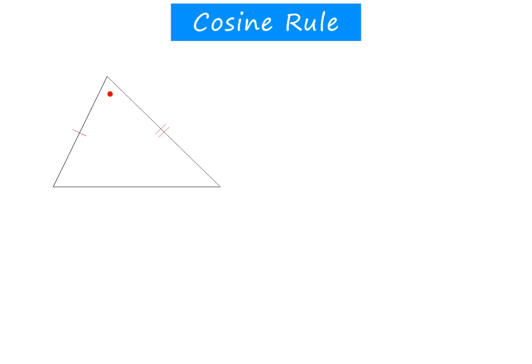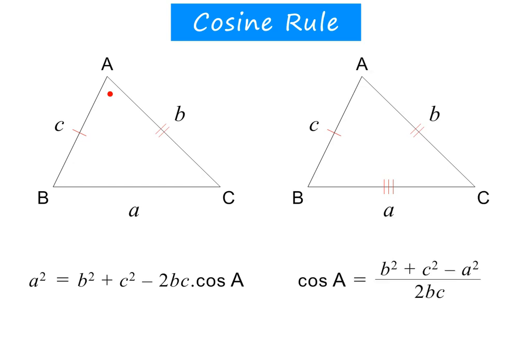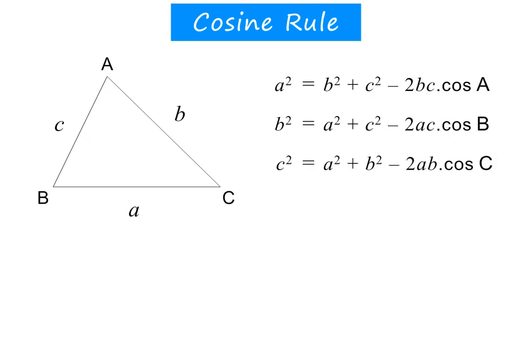Let's quickly recap. We need to use the cosine rule when two sides and the included angle, or when three sides are given in a triangle. When two sides and the included angle are given, we use this form of the cosine rule. But when three sides are given and you need to find an angle, this is the form you need to use. Please pause if you need to. And finally, here are the three versions of the original cosine rule.